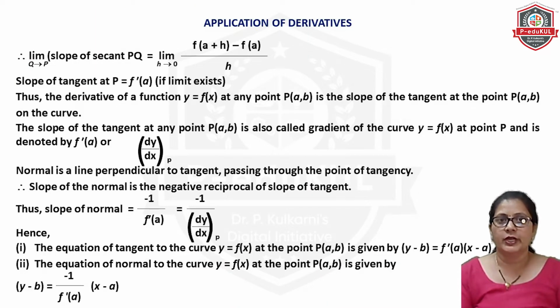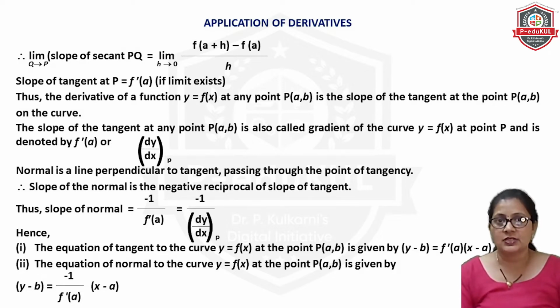So limit of Q tends to P, that is the slope of secant PQ, is equal to limit of h tends to 0, f of a plus h minus f of a upon h. Now, while learning the derivatives of first order, we have seen this formula. Correct? This is nothing but the first order derivative. Here it is mentioned, so the slope of tangent at P is nothing but f dash a.